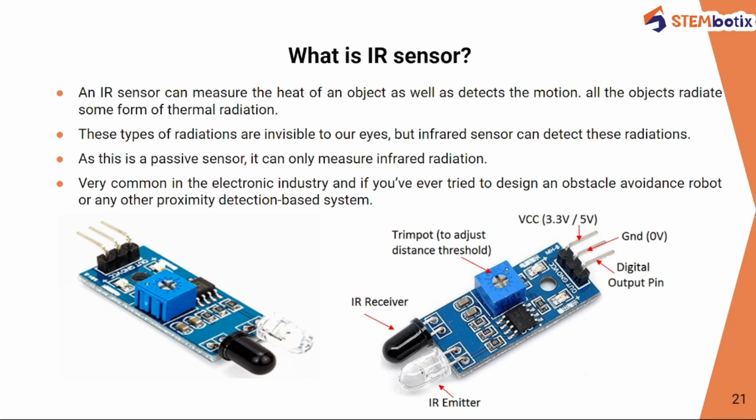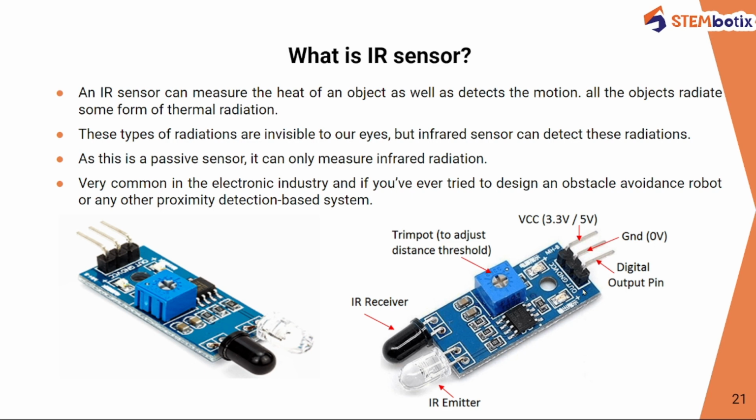The IR sensor can measure the heat of an object and it can detect motion as well. All objects radiate some form of thermal energy, and this type of radiation is invisible to the human eye. As this is a passive sensor, it can only measure the infrared radiation. This is very common in the electronic industry, and if you have ever tried to design an obstacle avoidance robot or any other proximity detection based system, this particular sensor is very commonly used.